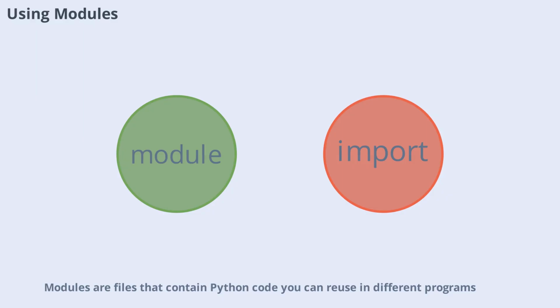Modules are files that contain Python code you can reuse in different programs. They help you organize your code and share functionality across projects. In this scene, we'll introduce the concept of modules, show you how to import them, and explain why they're useful for keeping your codebase clean and manageable.